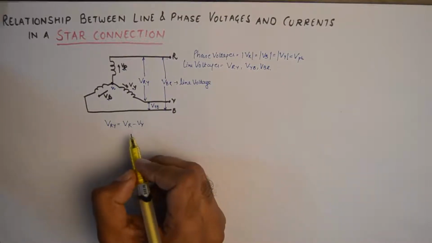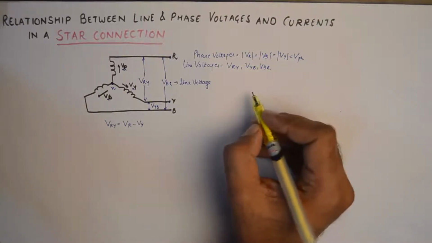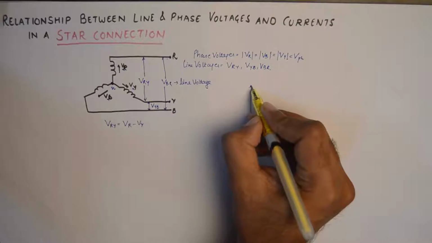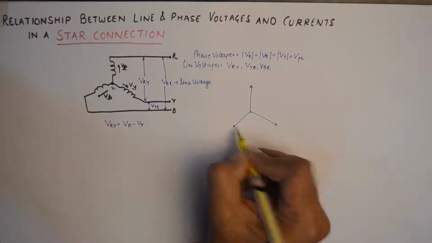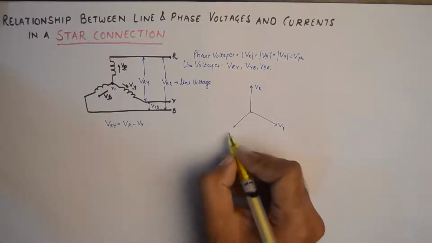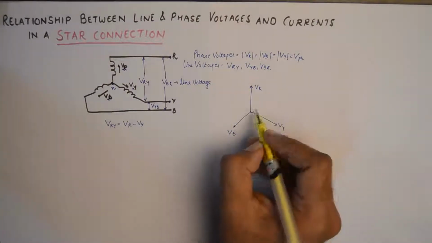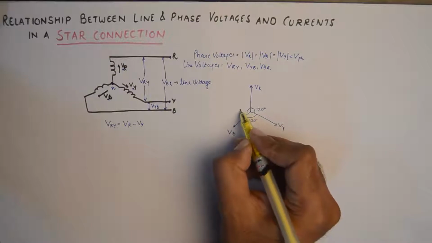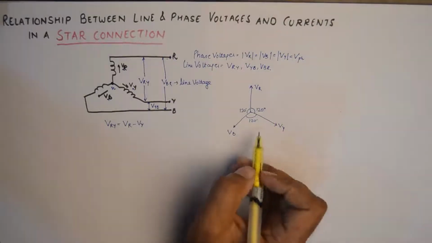Now, why is that so? For that, we'll need to understand the phase diagram for the voltages here. We know that the voltages in a star connection are equal and they are separated from each other by a phase of 120 degrees. So just by looking at this phase diagram, we know that they were separated from each other by 120 degrees.